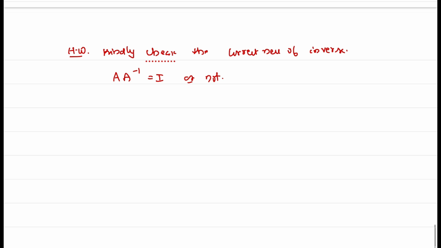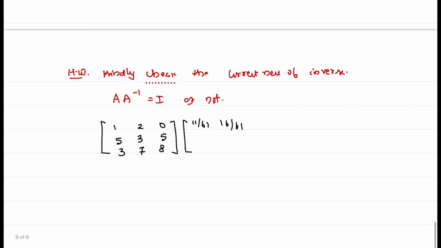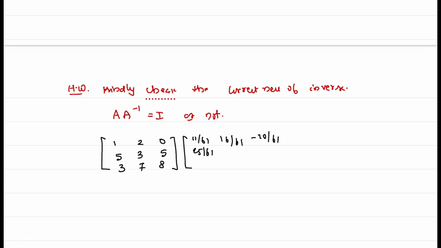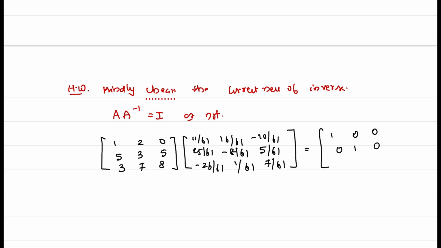That means check whether the original matrix 1 2 0, 5 3 5 and 3 7 8 multiplied with 11 by 61, 16 by 61, minus 10 by 61, 25 by 61, minus 8 by 61, 5 by 61, and minus 26 by 61, 1 by 61 and 7 by 61 is equal to 1 0 0, 0 1 0, 0 0 1.